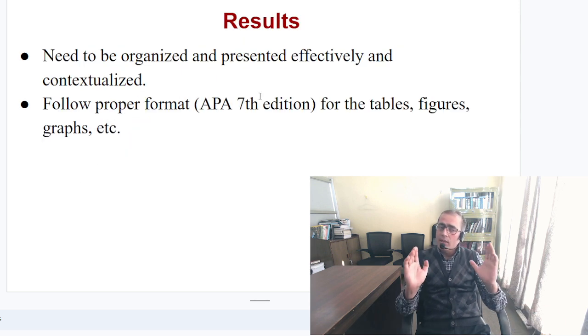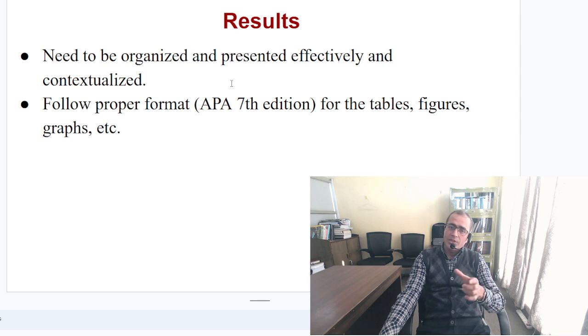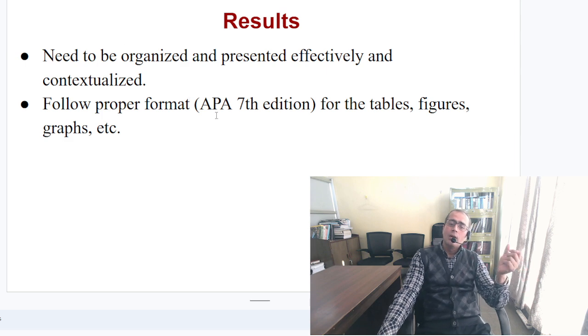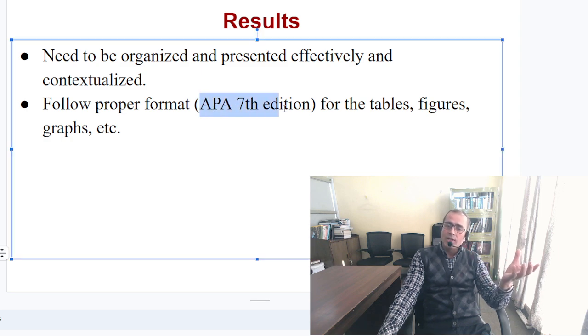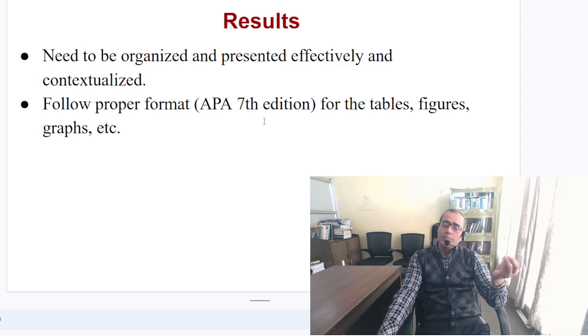Now, based on the research methods, we have to do the empirical analysis, and that needs to be organized and presented effectively and better contextualized as well. But remember, you have to follow the specific guidelines. Let's say generally we say the APA 7th edition for tables, figures, and graphs. You have to present your results properly so that they are professionally visible, and people could understand your work as well. Okay, and the chances of getting published would be high also.